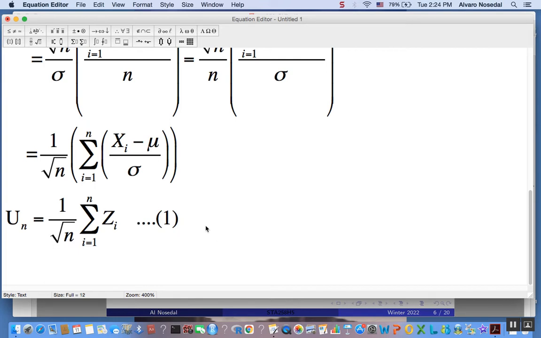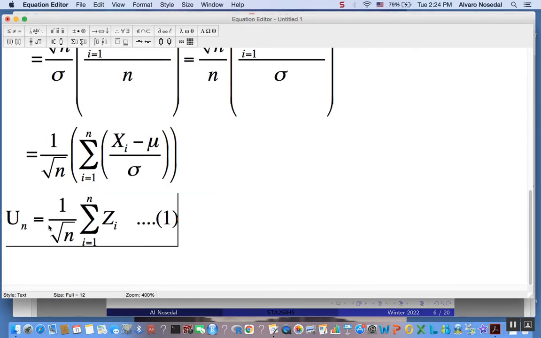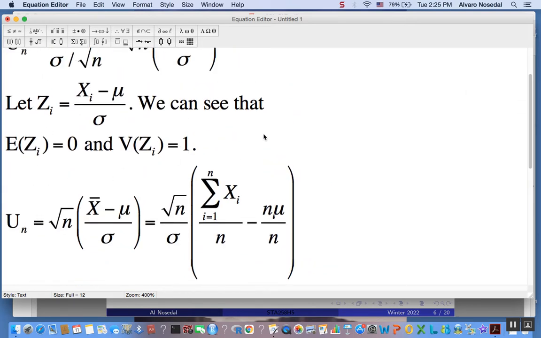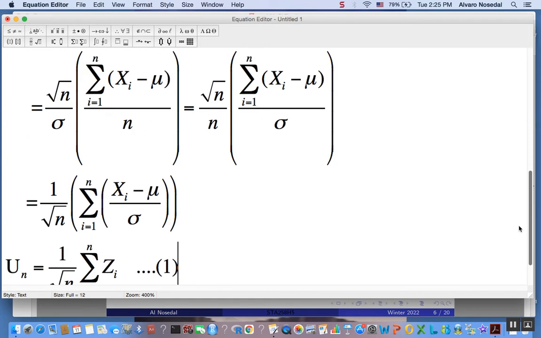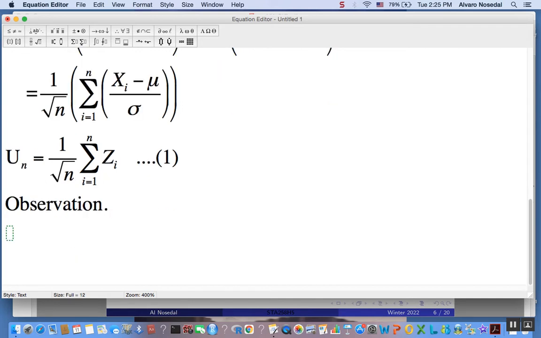So at this point, what we did is we re-expressed the transformation in the statement of the central limit theorem, CLT, and we re-expressed that UN variable, that UN transformation, as the sum of random variables with a mean 0 and variance 1, right? That will be really, really useful. Okay, so now an important observation.